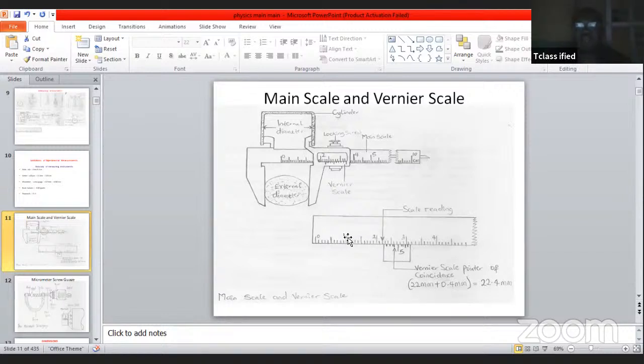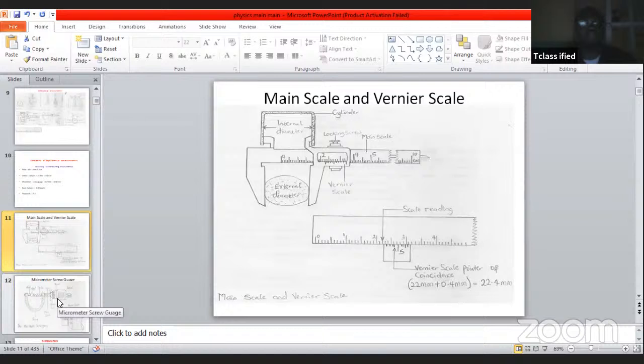So you now combine what you have on your main scale to what you have on your vernier scale. That gives you the total reading. And that's why we have 22, which is what we got from this main scale, 2, 2, 1, 2, 2. And what we have on the vernier scale, which is the point of intersection, if you count from here, is 0.4. And that's why we have 22.4 millimeters. So that is how you take your reading for vernier caliper.